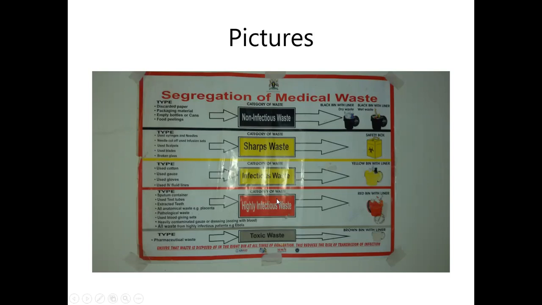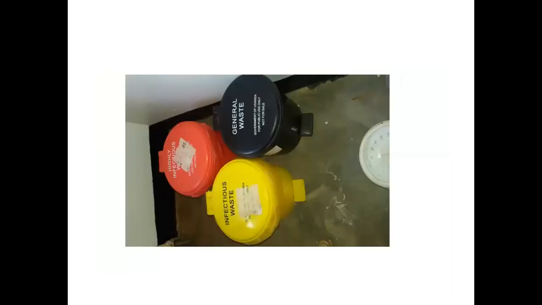Then the highly infectious waste, which could include extracted teeth, pathological waste, among others, is placed into the red bin with a liner. Then we also have the pharmaceutical waste that goes into a brown bin with a liner. This is a picture we took of part of the waste segregation bins, specifically highlighting the different colors.